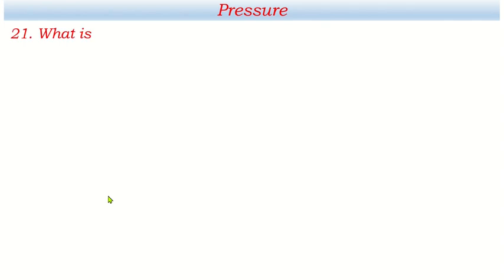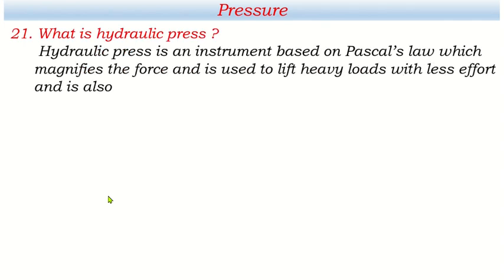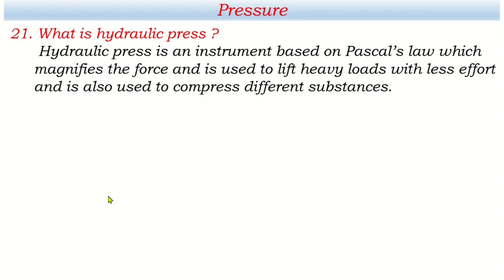Let's have another question. What is a hydraulic press? We can define it in the same way. A hydraulic press is an instrument based on Pascal's law which magnifies the force and is used to lift heavy loads with less effort, and is also used to compress different substances. There are two major uses of a hydraulic press. Either we use it to raise heavy loads, or we use it to compress substances.